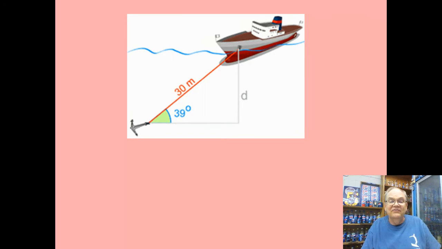And the other one that we were setting up ahead of time, I focused in on that 39-degree angle. 30 is the hypotenuse. D is going to be the opposite leg. And that's why this is a sine problem. It'll end up being sine of 39 equals D over 30.